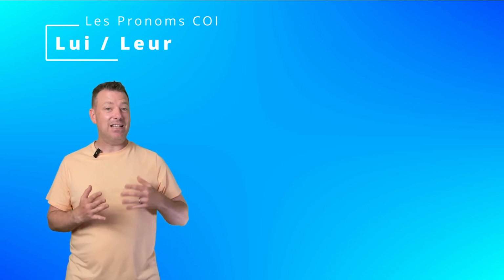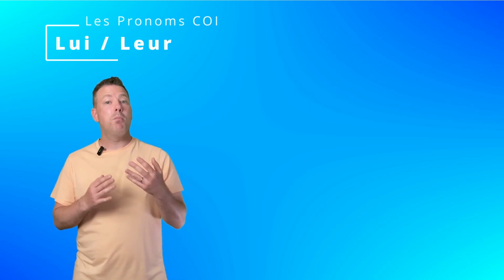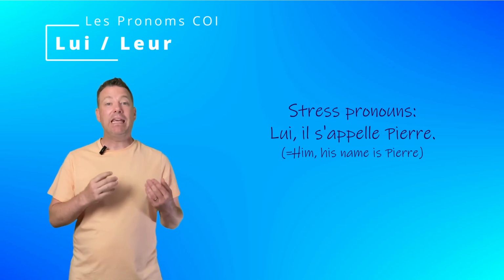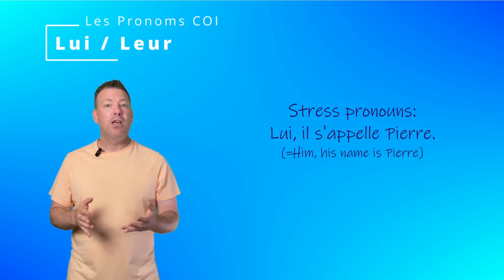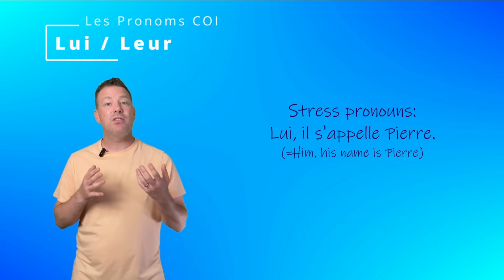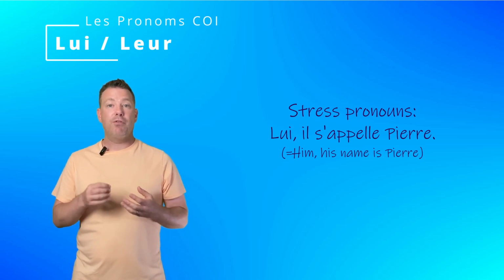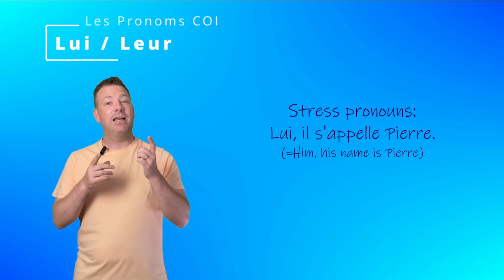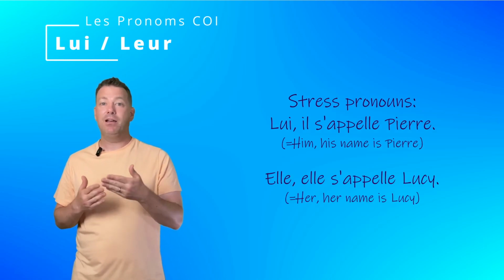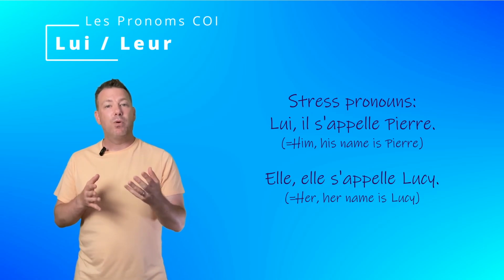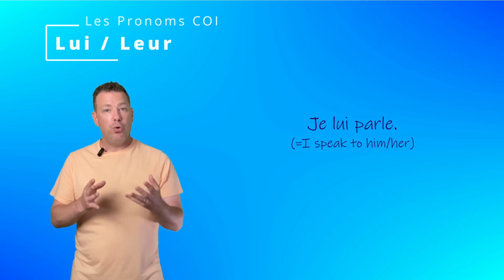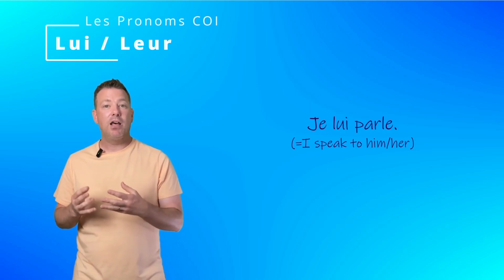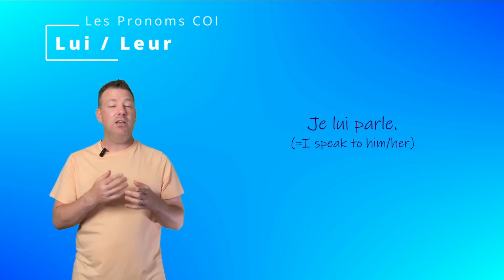Second remark, lui and leur are for male and female, which could be a bit confusing, especially for lui, since as a stress pronoun, it refers to male only. Like in that sentence, lui, il s'appelle Pierre. Him, his name is Pierre. So it's not the same function. It's not the same pronoun. Lui refers to male only in that context. The corresponding feminine form is elle. Elle s'appelle Lucie, for example. Whereas as a COI, lui will be used for both male and female. Je lui parle. Lui could refer to Lucie or Pierre.